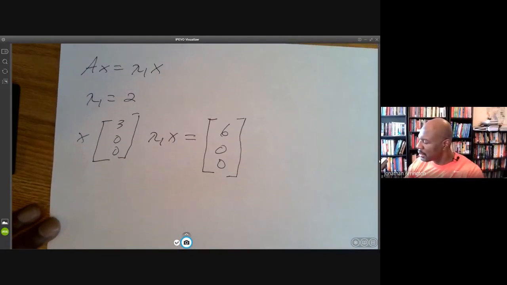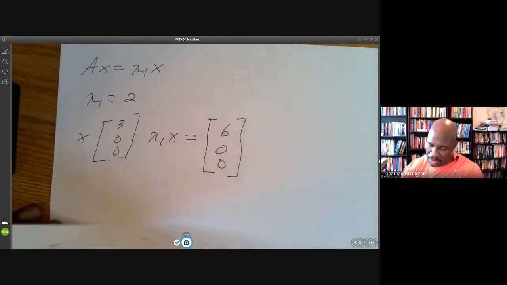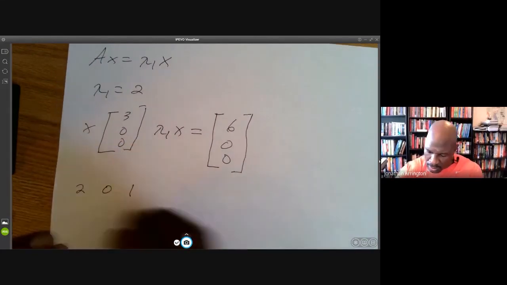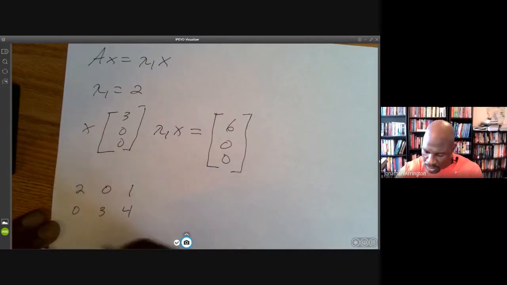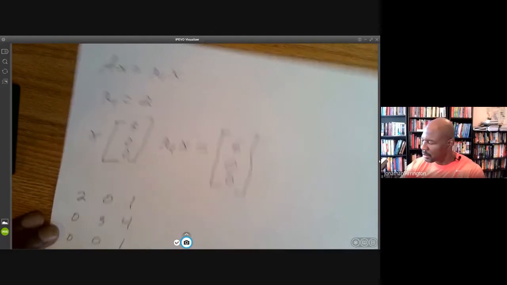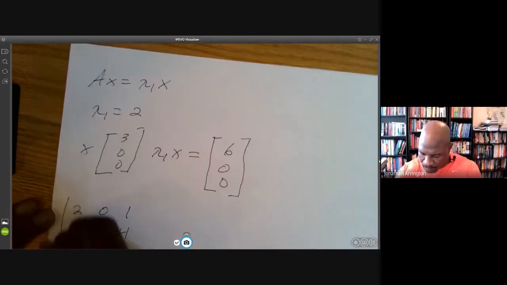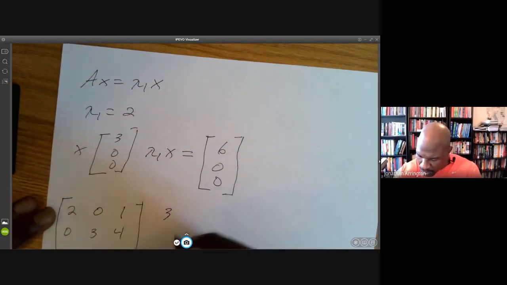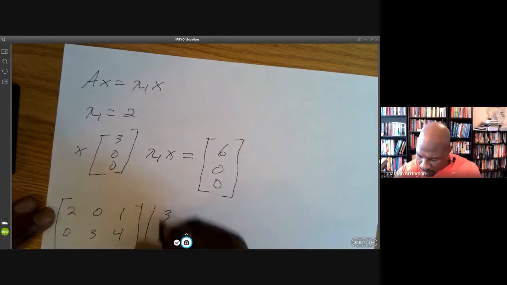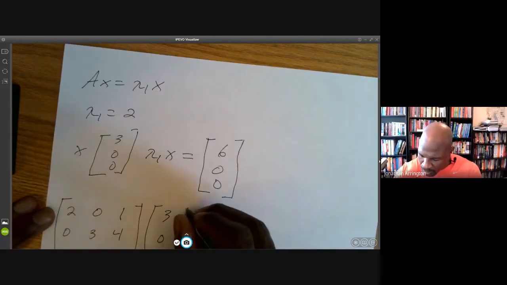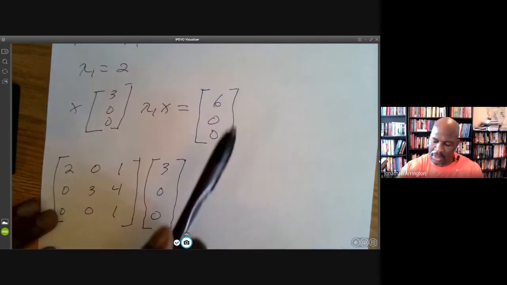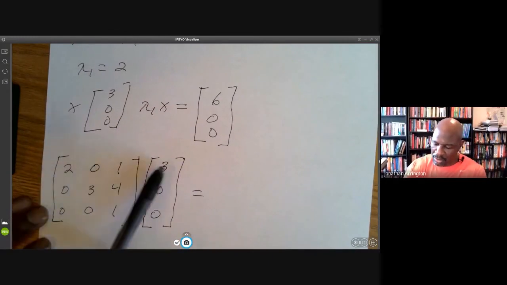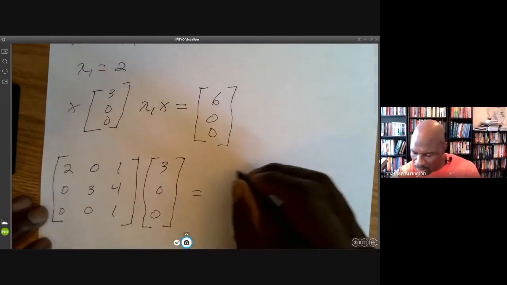So A again, where's A at? Here's A. So A is 2, 0, 1, 0, 3, 4, 0, 0, 1. That's the matrix A. We'll multiply it by the vector x, which is 3, 0, 0. And we're in hopes to get an answer of 6, 0, 0. Let's see if it happens, folks. All right, so let's go. 2 times 3 is 6, 0 times 0, 0, 1 times 0, 0. We get the 6 up there.